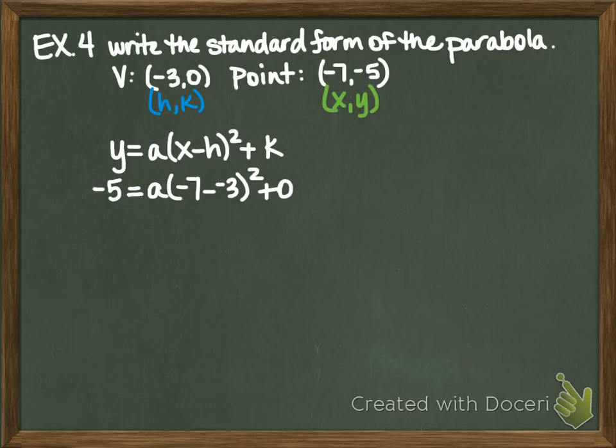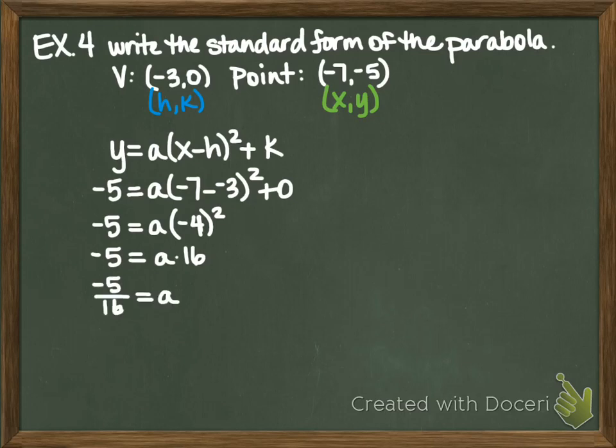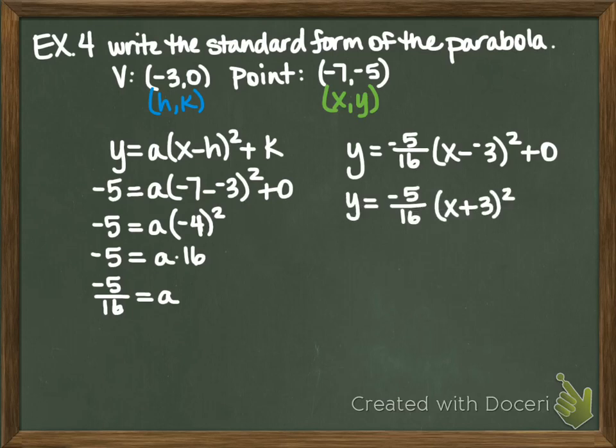Negative 5 equals a times (negative 7 minus negative 3) all squared plus 0. So this is going to be negative 5 equals a times negative 4 squared. Negative 4 squared is 16, so negative 5 equals a times 16. Then I would divide by 16, so a is equal to negative 5 over 16. So we're going to plug a and h, k back into our formula: negative 5 over 16, parenthesis, x minus negative 3, squared, plus 0. The plus 0 isn't doing anything, and I would change the double negative to a positive.